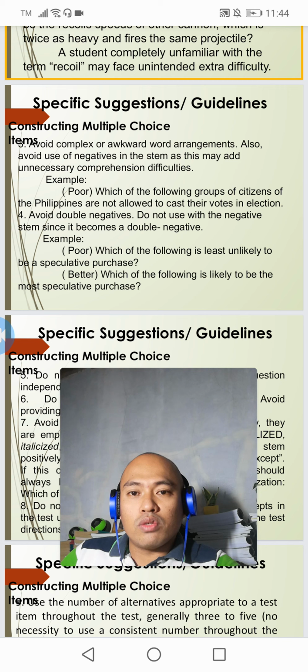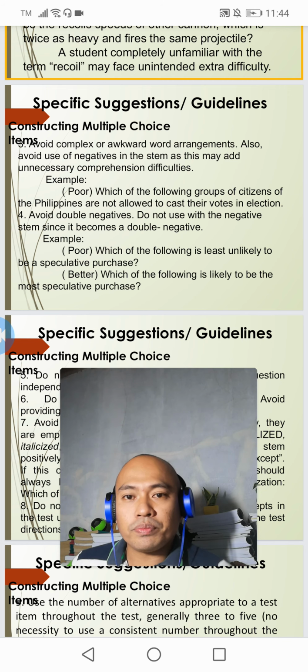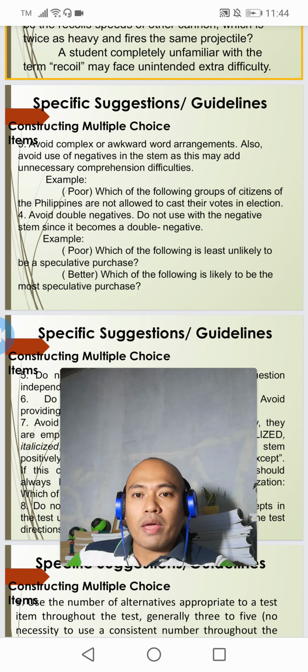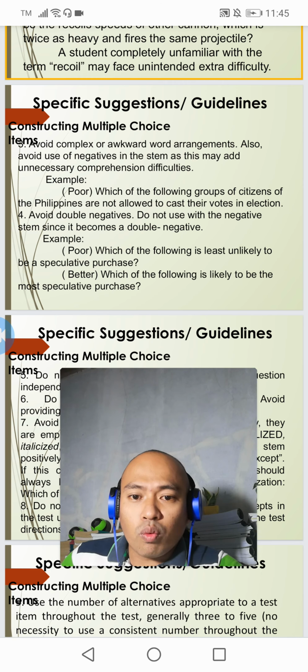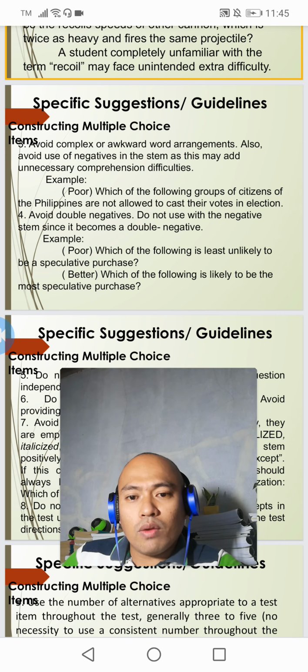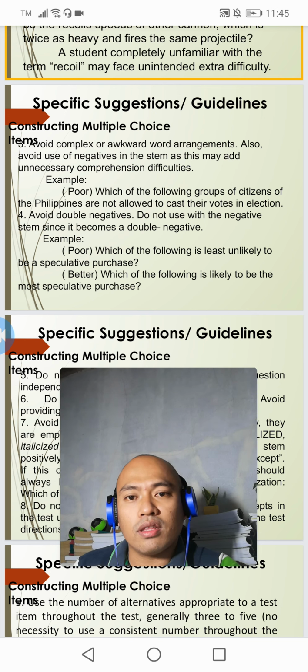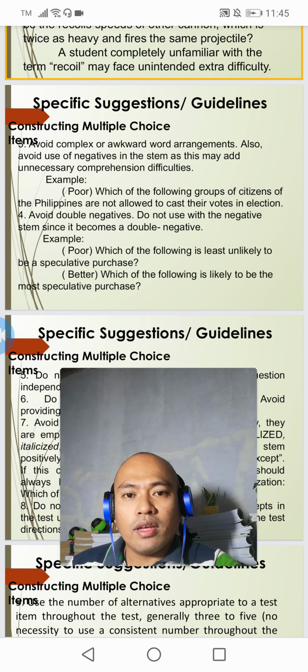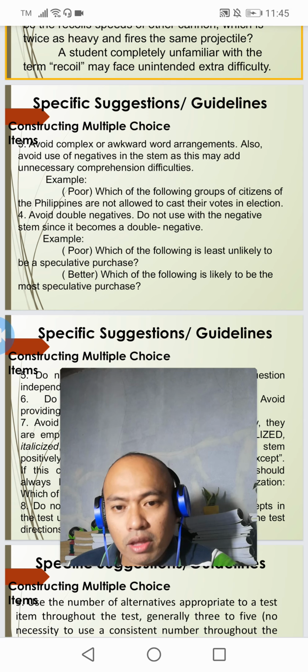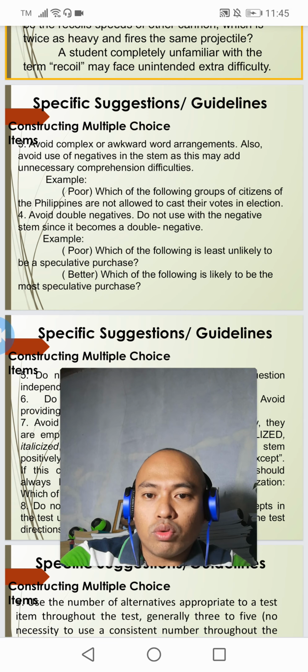Okay? So this will be considered a poor stem: Which of the following is the least unlikely to be a speculative purchase? In this case, it is a double negative since we use the word least and then unlikely. So least unlikely. What does it mean when we say least unlikely? It would be better if we state it as: Which of the following is likely to be the most speculative purchase? So that would be better.